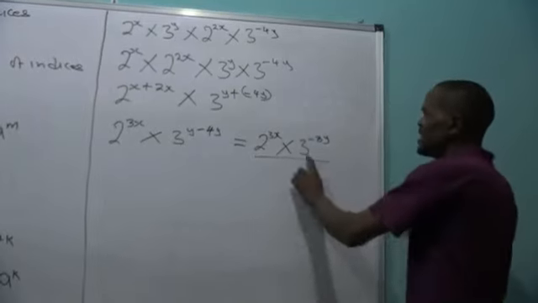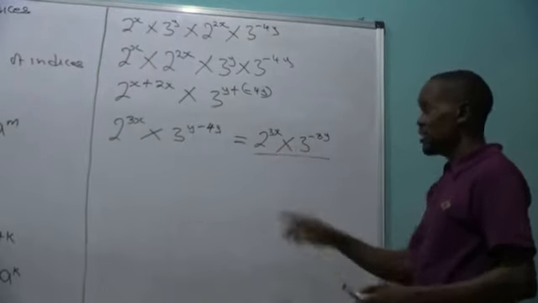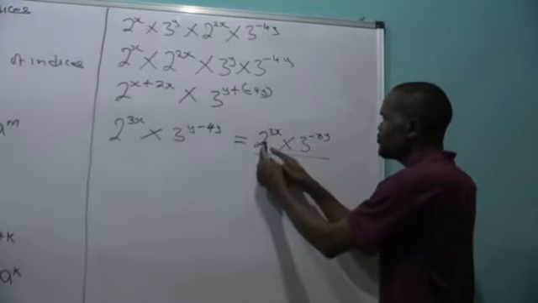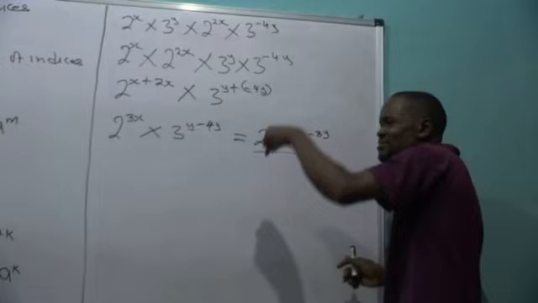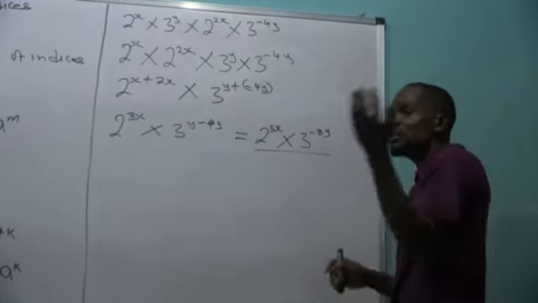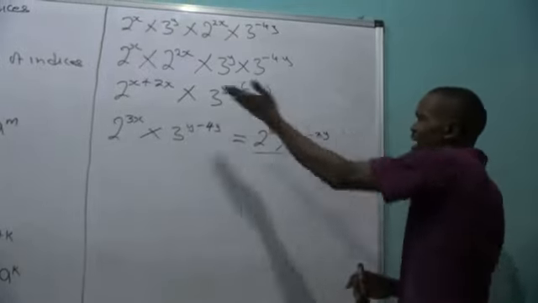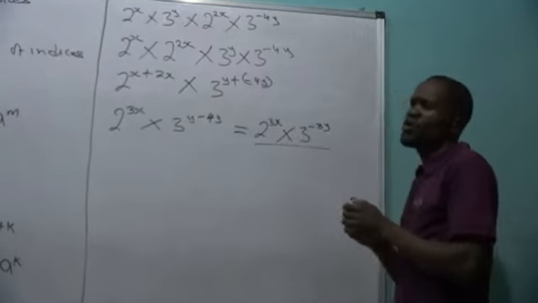I can't add this and this because they are of different base. You look at this base and this base, I can't add their power because they are of different base. Despite they are multiplying themselves, they didn't satisfy the condition that they must be of the same base. So I can't add their power. So anytime these appear like that, you will leave it that way.